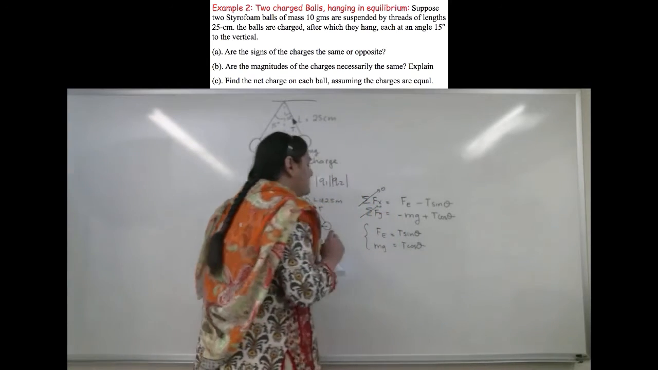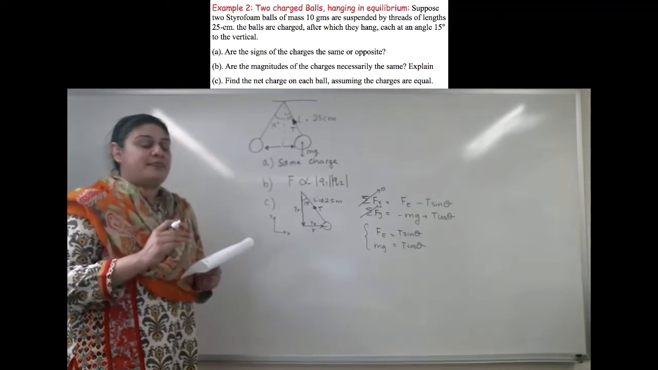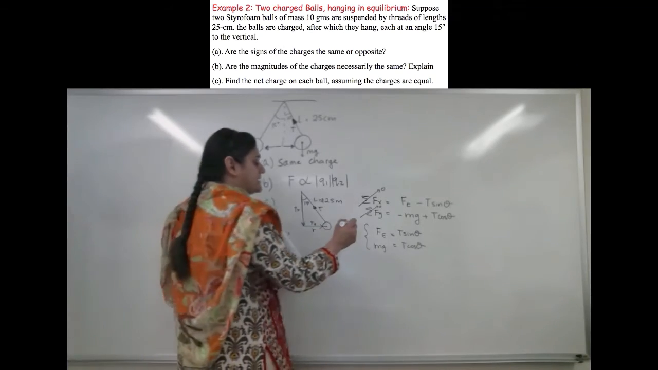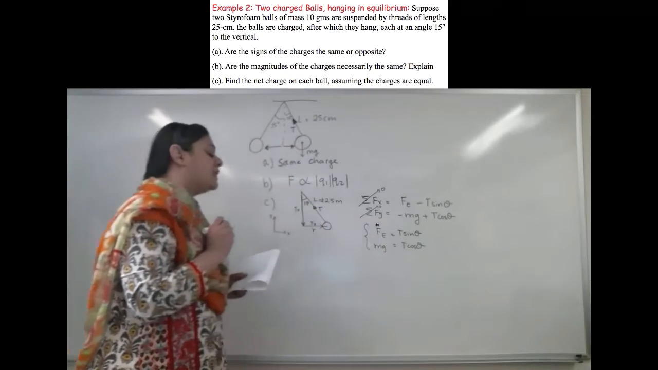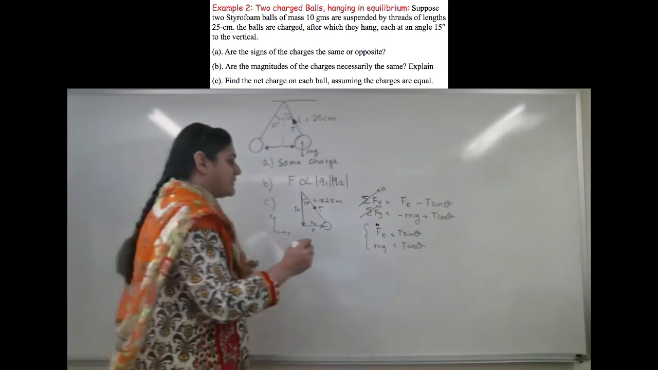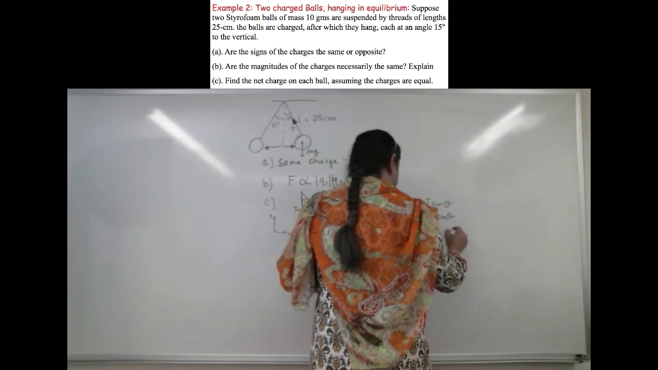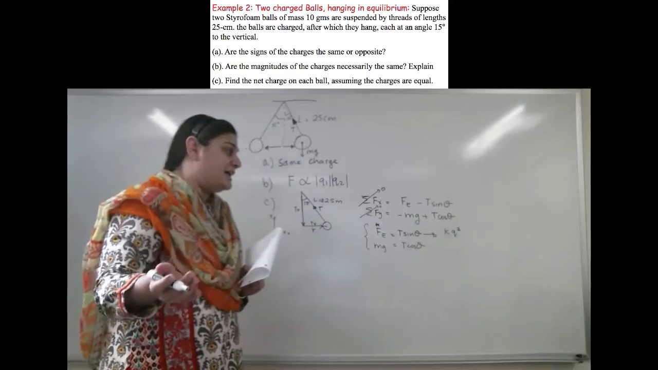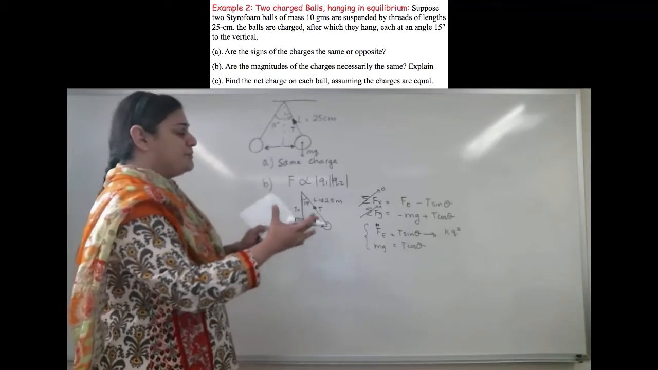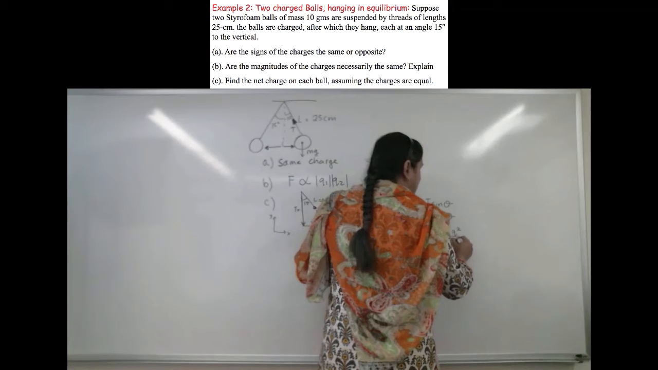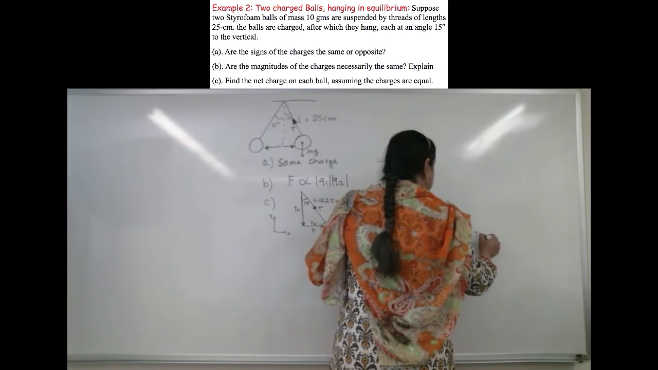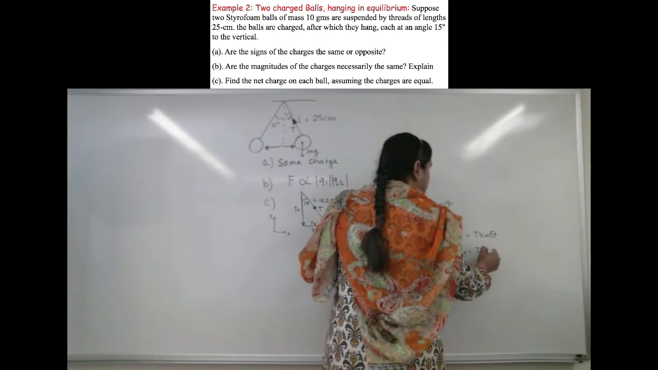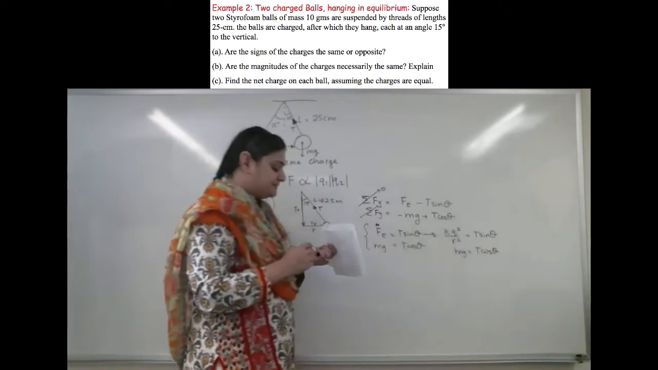Now, what is my job? My job is to calculate what the net charge on each ball is going to be. Where is this going to be located? This is going to be located in Coulomb's law. So I can plug in that value. What do I get? I get K Q, assuming that they are equal charges, I can assume both of them are going to be Q, divided by R squared equals T sine theta, and mg equals T cosine theta.